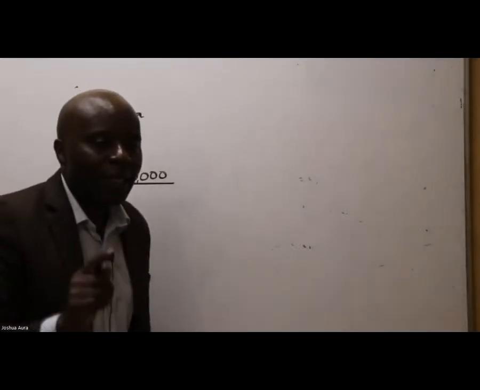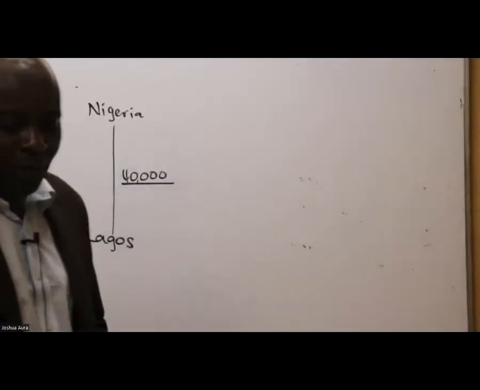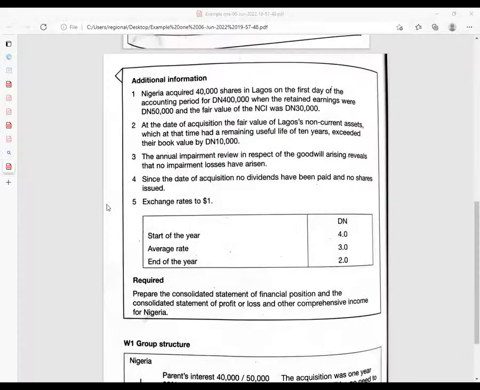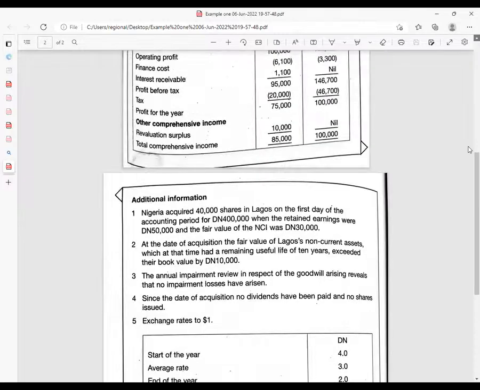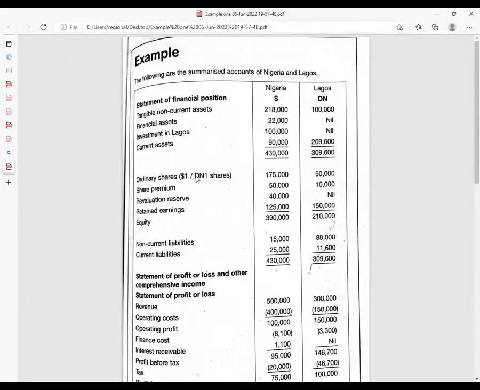So how many shares does Lagos have in full? Please go to the statement of financial position of Lagos and read the number of shares that Lagos has in total. It's ordinary shares of DN1, meaning that the par value is 1 across the board. So to get the number of ordinary shares, we normally take the share capital. You can see the share capital of Lagos is 50,000. You divide by the par value.